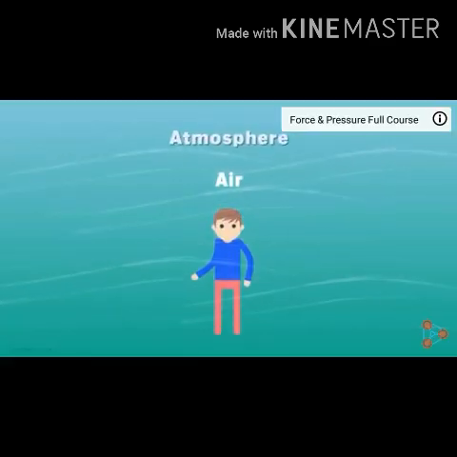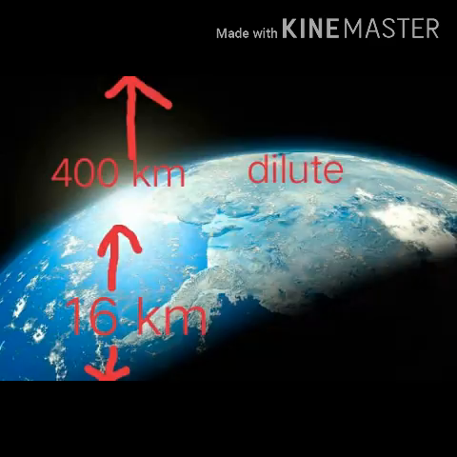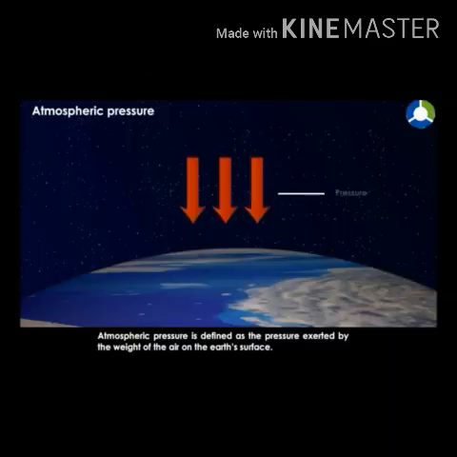This layer of air is called atmosphere. The atmosphere exists to about 16 km height. It further extends up to about 400 km in a very dilute form. The pressure exerted due to air is called the atmospheric pressure.